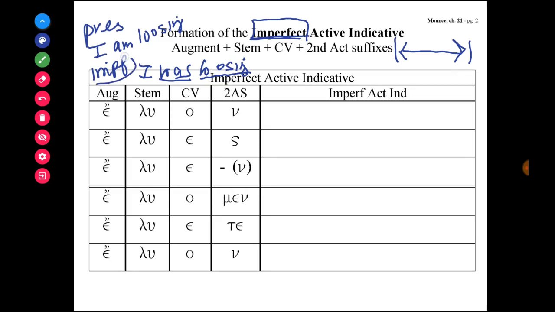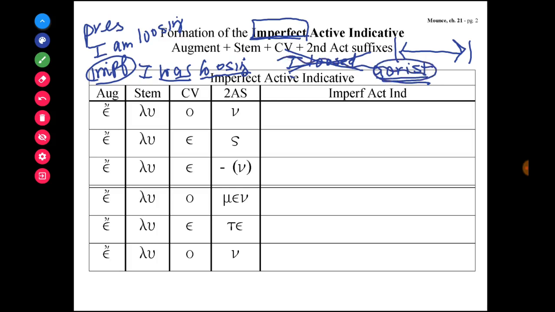The imperfect cannot be translated as I loosed. That's wrong. The reason why is because in past time, Greek actually has a separate tense called the aorist tense. We're not going to learn the aorist tense for this module. The aorist will be addressed in Greek 2. But I'm just mentioning it here because if you wanted to say I loosed, you would not use the imperfect, you would use the aorist.